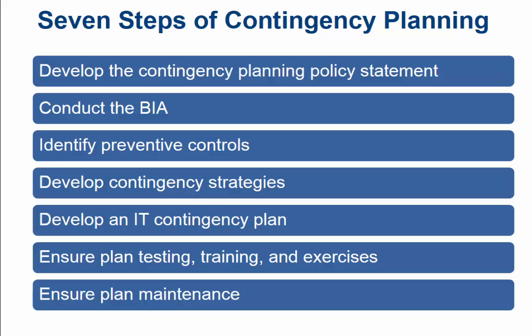So number 5, develop an information systems contingency plan. And number 6, ensure planned testing, training, and exercises. So in other words, once you develop all of this, you need to test it, need to train people with it, and you need to run live exercises with it. And number 7, ensure planned maintenance.